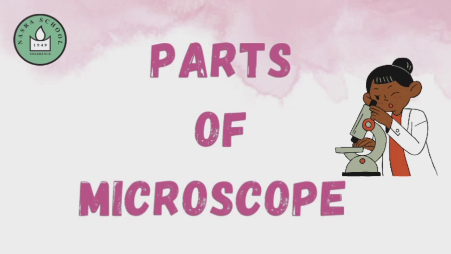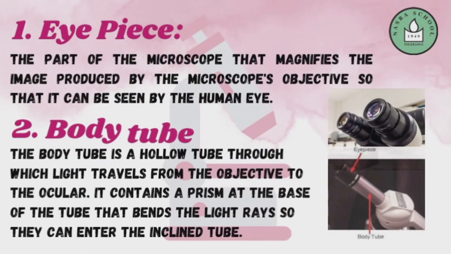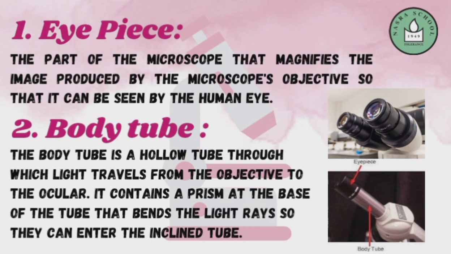Our next slide is what is a microscope. A microscope is a scientific instrument that magnifies and enables the observation of tiny objects or organisms. It consists of several parts that work together to provide a clear and detailed view of microscopic specimens. Let's move to our next slide, which is parts of microscope.